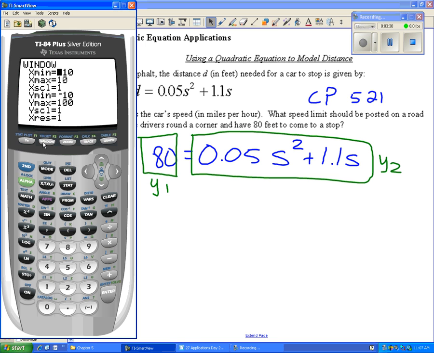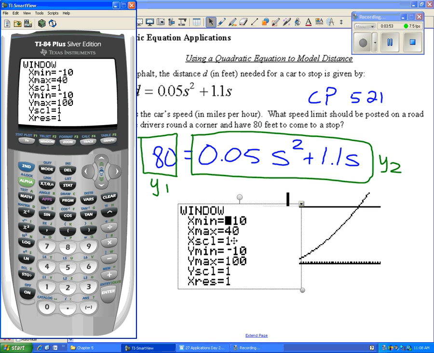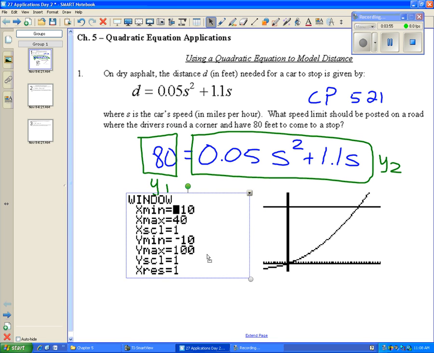So I'm going to go back to my window, and that means I need to increase my x. Let's make it 40. I'm trying to figure something out here, so I'm going to guess a little bit. I make my x 40, and look, I can see where my graph crosses. Here is my intersection. Here is the window I chose to get that intersection.